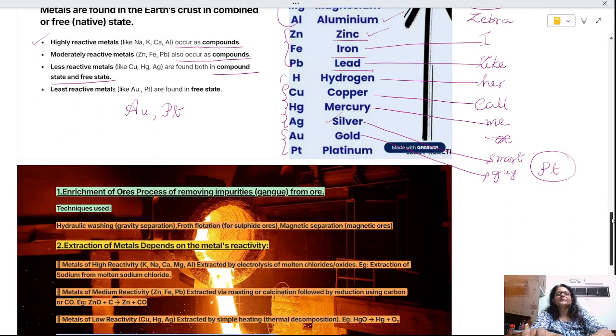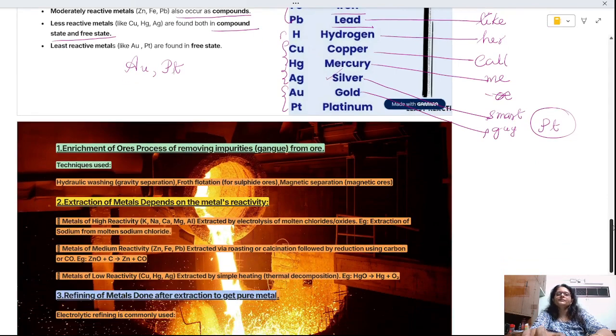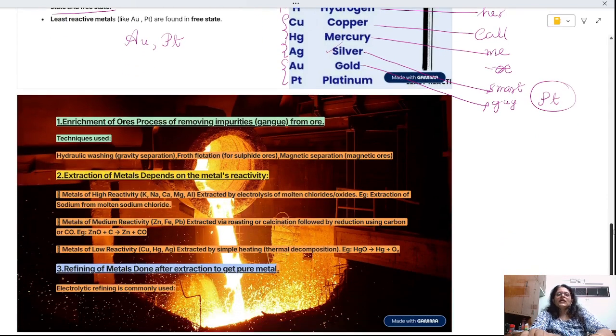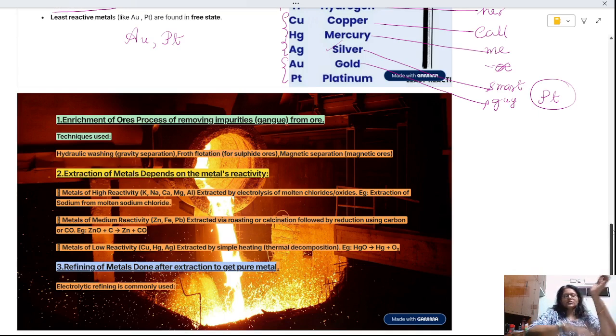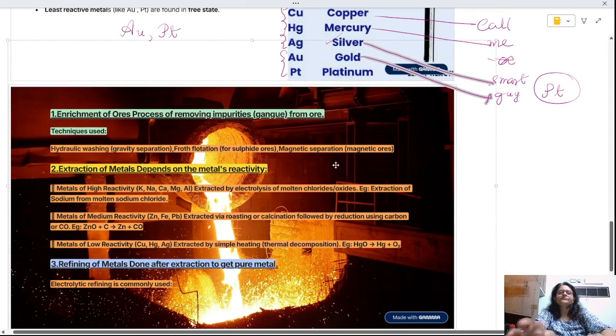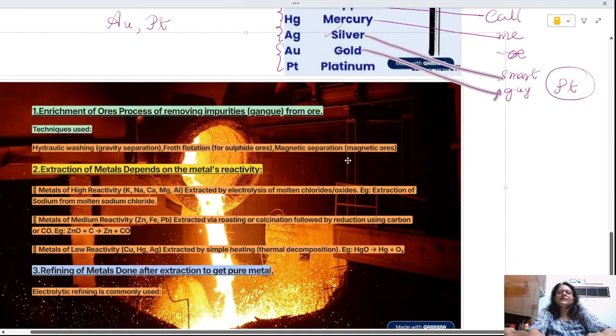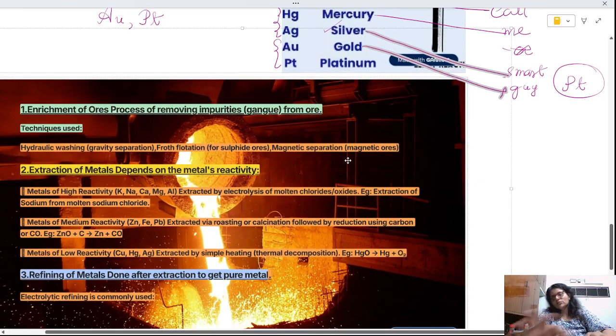Okay. Now, we are explaining this process just as an introduction, what is what and all. Hope you can see the slide clearly. So the first step, as we said, is enrichment of ore.